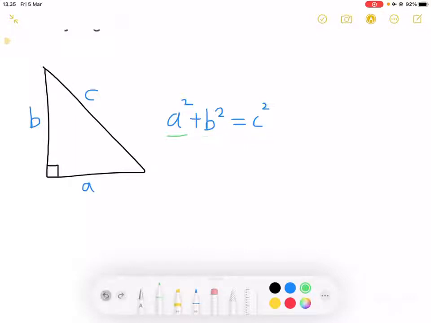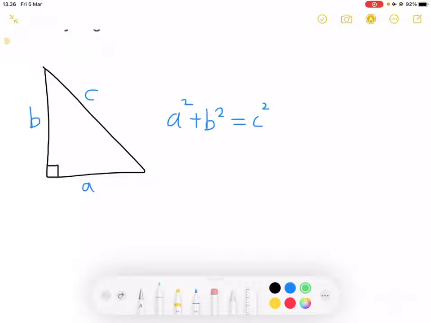And there are some proofs that you can find on the internet. Some use rearrangement of copies of triangles. Some use the similarity of triangles, and then you can just work it out from that. And maybe you can work out your own proof and see what you have.